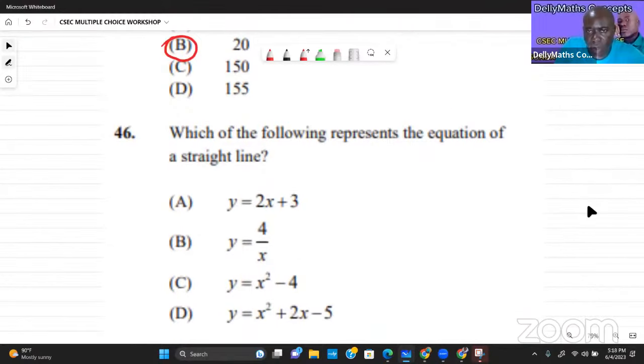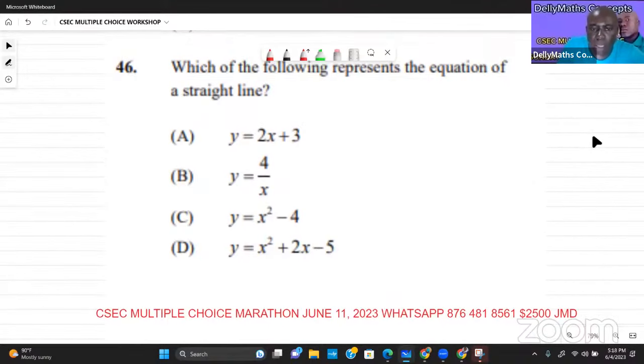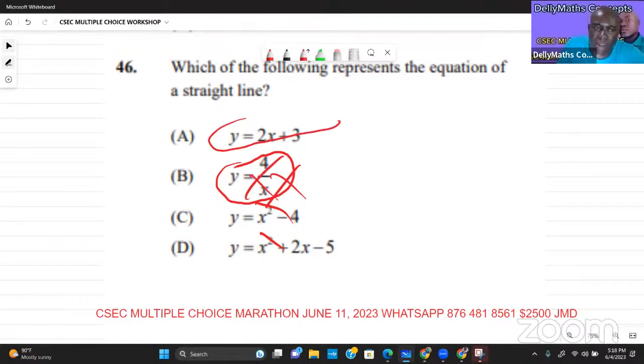46. Which of the following represents the equation of a straight line? y is equal to mx plus c. The fact that I see a square, it's incorrect. A square, that's incorrect. This is actually having the variable in the denominator. That's not a straight line, right? A straight line is y equals mx plus c. All right, so all of these are incorrect. The answer is A.